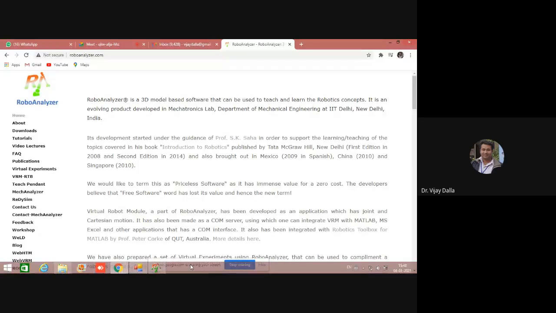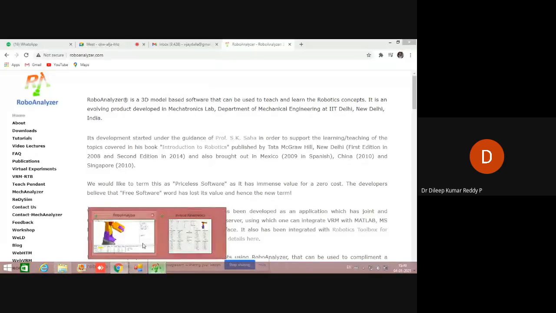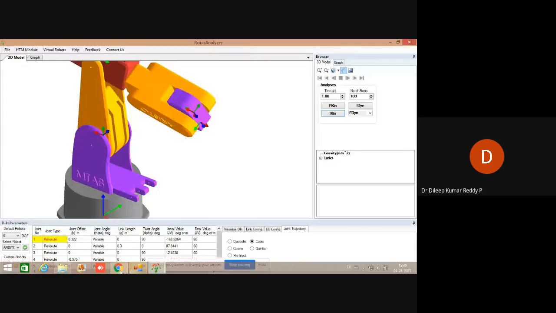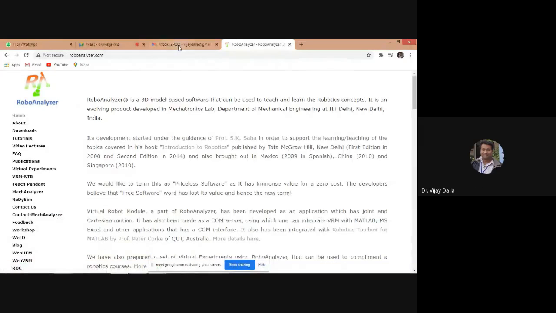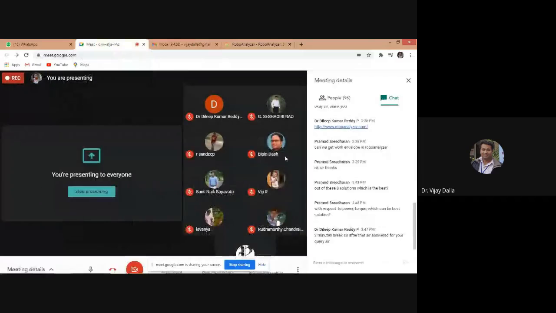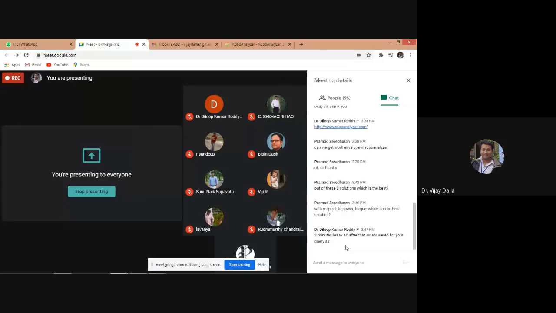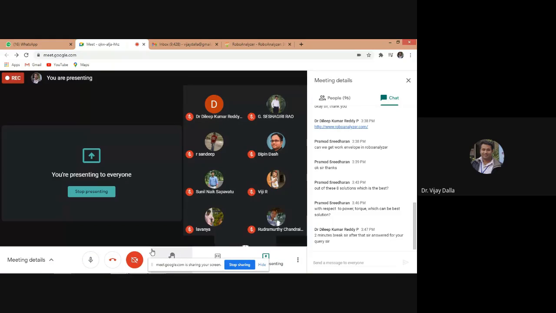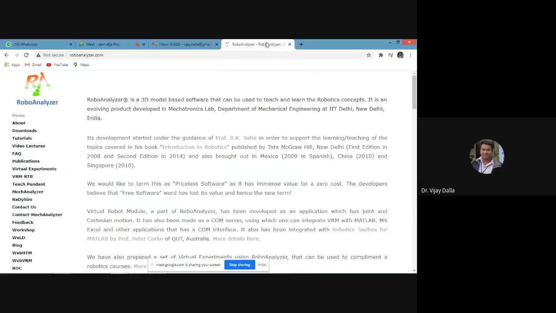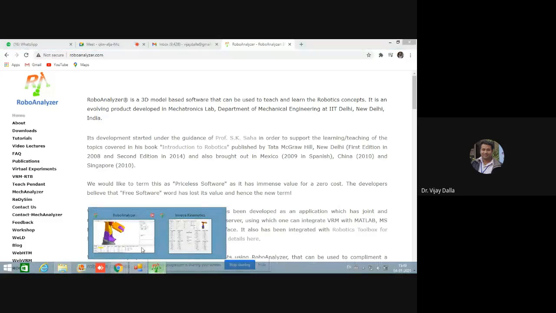Professor, in the chat box there is one question: with respect to power and torque, which can be the best solution? For that, sir, we need to apply an optimization technique. Here we cannot know; we can visualize only motions and configurations. And by seeing only the configurations, we cannot say which one is the best one.